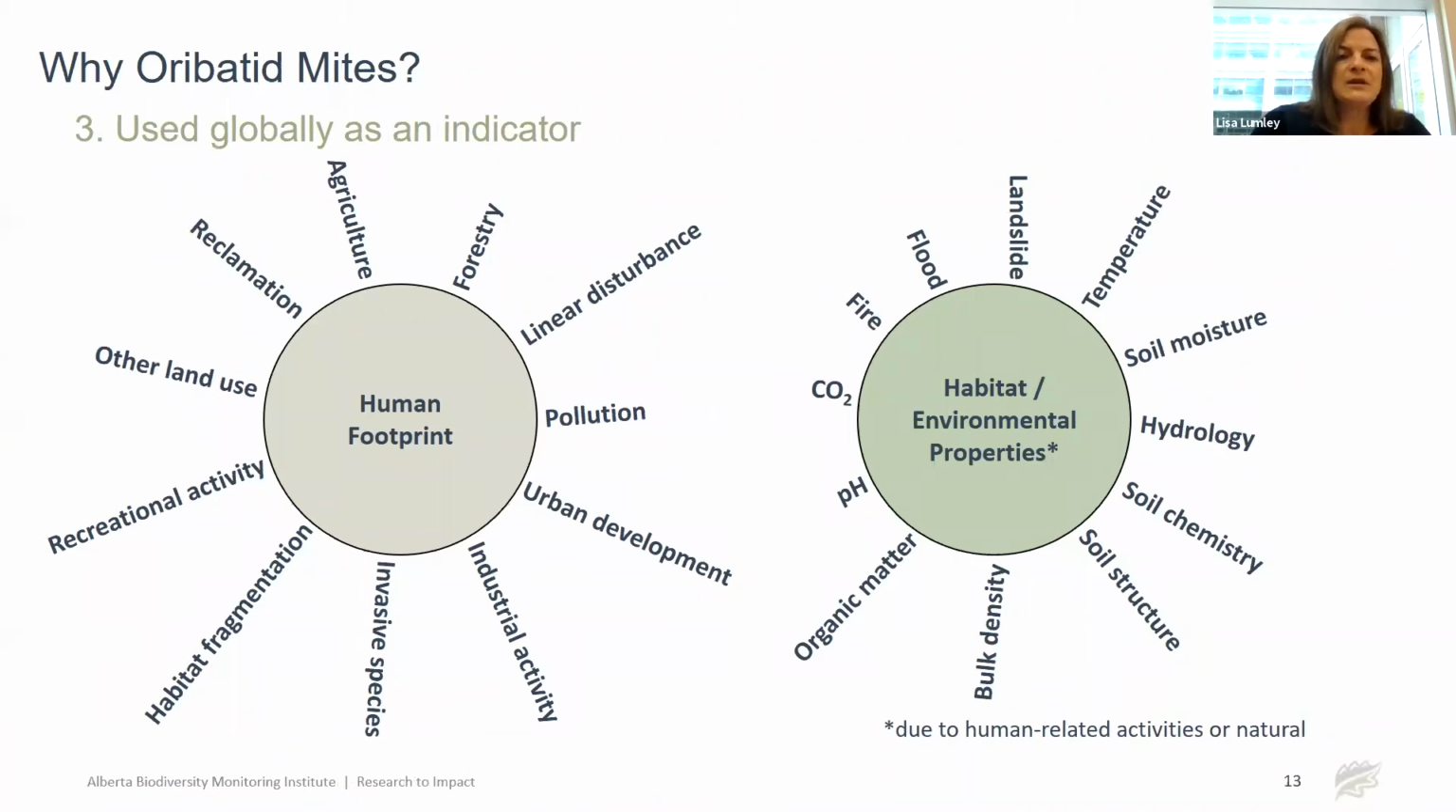Another reason that ABMI uses them as an indicator is that they're used globally as an indicator. And so we've found in the literature that they've been used to look both at human footprint, or those human related disturbances, as well as to look at habitat and environmental properties. And these, of course, overlap, such as change in pH may be connected to pollution.